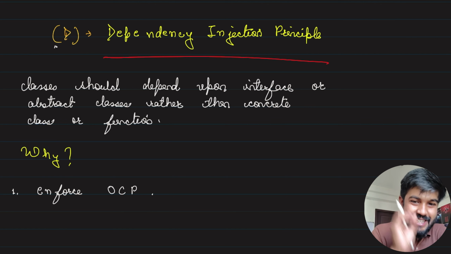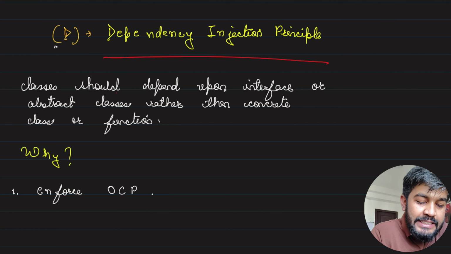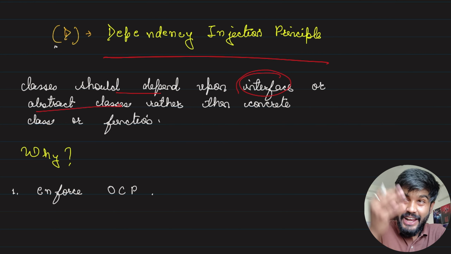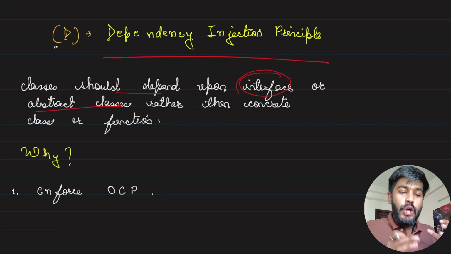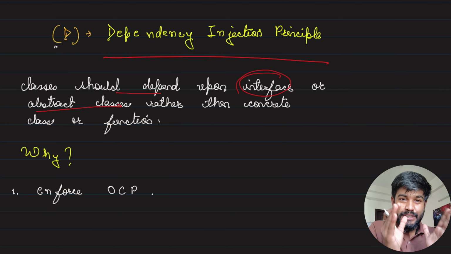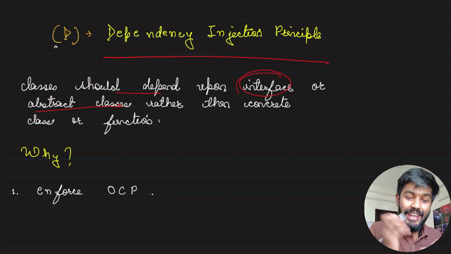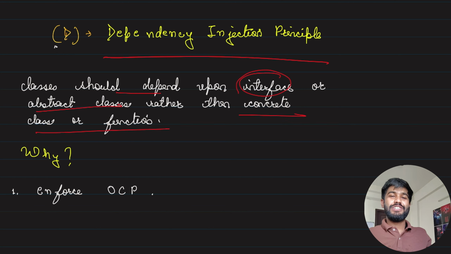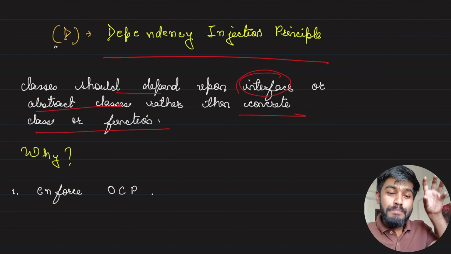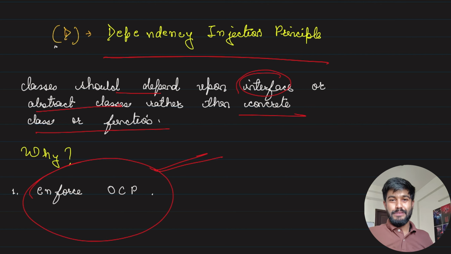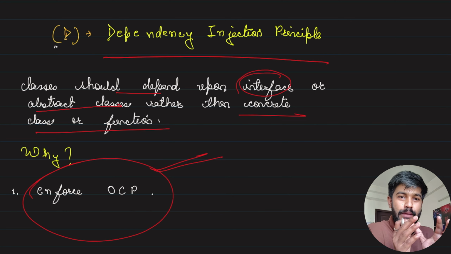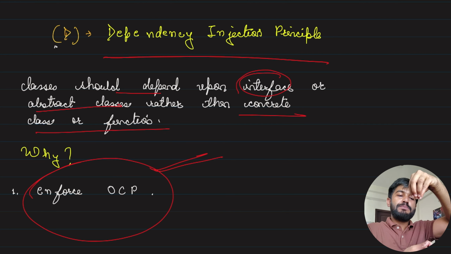That is what the principle says, that classes should depend upon interfaces and abstract classes. The restructured code that we brought over should be the first form of implementation, rather than concrete classes or functionalities. So this principle exists in the first place to enforce the open closed principle. It says don't directly use concrete implementation, but every time use abstract classes or interfaces.